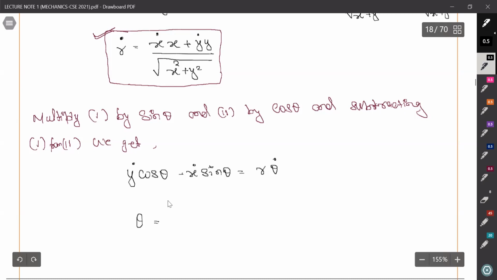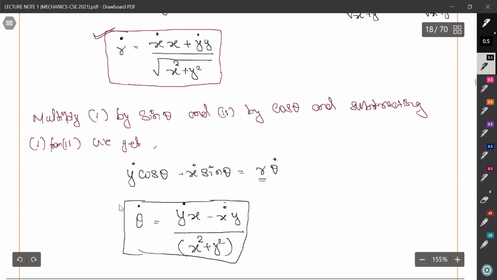So theta will become, this is the value of x, y dot x minus x dot y upon root under x square plus y square, and this is also what? Root under x square plus y square, so it will become x square plus y square. This is theta dot. So we are given x, y, x dot and y dot, and we need to acquire vr and v theta.